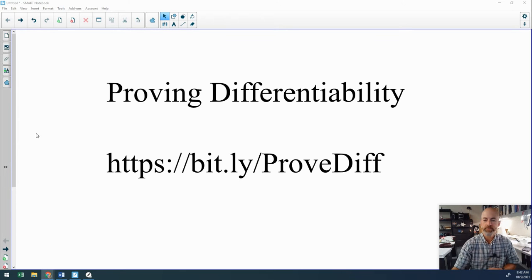All right, let's look at proving functions are differentiable at given points. And in this lesson, I will be using this sheet right here. If you want to go to that bit.ly link and print that sheet to follow along, you can.